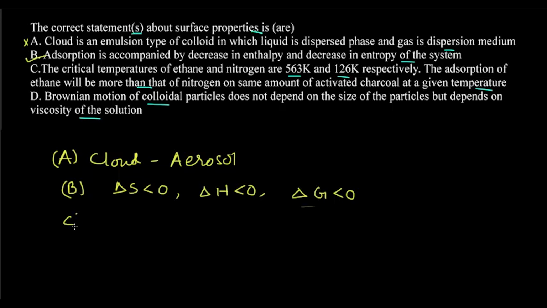Now moving to alternative C, the critical temperatures of ethane and nitrogen are 563 Kelvin and 126 Kelvin, and it is said that adsorption of ethane will be more than that of nitrogen on the same amount of activated charcoal at a given temperature. This is correct because we know that critical temperature of ethane needs to be more than nitrogen because nitrogen is just a molecule of gas whereas ethane is a compound.